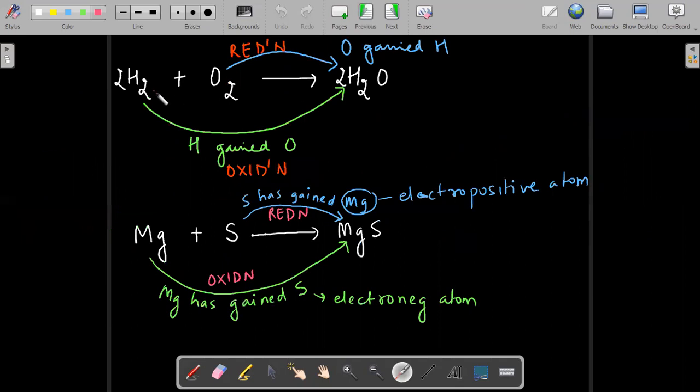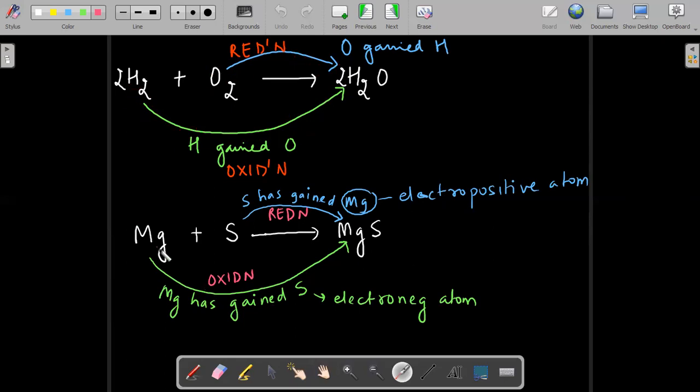Now to deal with these things in more detail, here are some very simple examples. Hydrogen combines with oxygen to give me water. Now, if I simply compare hydrogen on the left hand side and hydrogen on the right hand side, on the right hand side hydrogen is combined with oxygen giving me water. So on going from LHS to RHS, I can say hydrogen has gained oxygen. So this process is oxidation. And oxygen from LHS to RHS has gained hydrogen. So if you're gaining hydrogen or any electropositive species, that process is reduction. So hydrogen here is getting oxidized, while oxygen here is getting reduced.